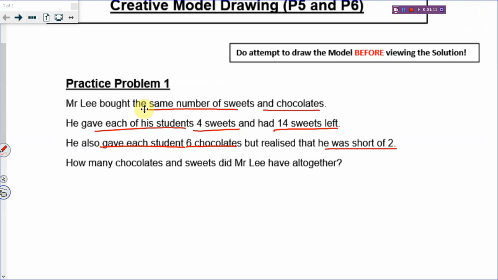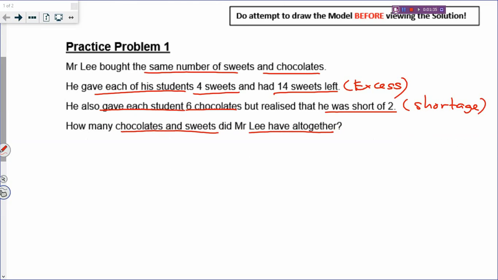So what is excess? Excess means you have extra, you have extra leftover. That's good news. And what is shortage? Shortage is bad news. It means that you don't have enough. So you are short of 2. That's your shortage. So how many chocolates and sweets did Mr. Lee have altogether?